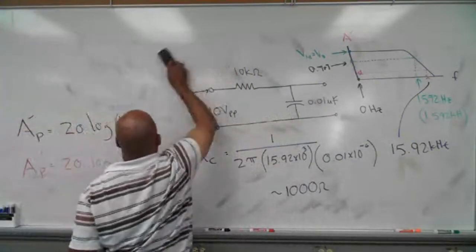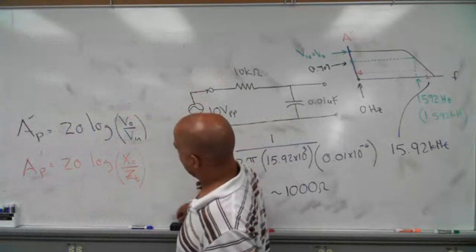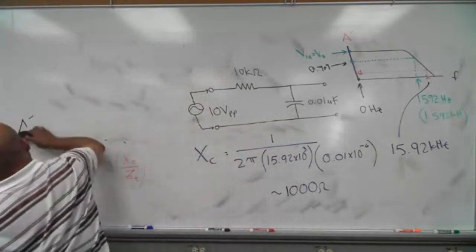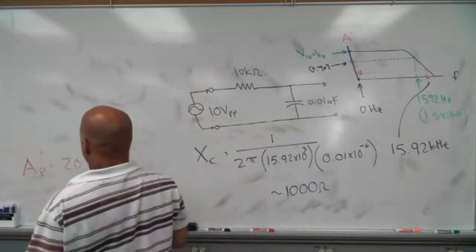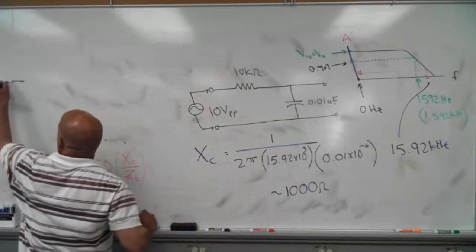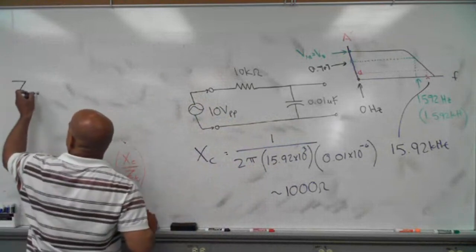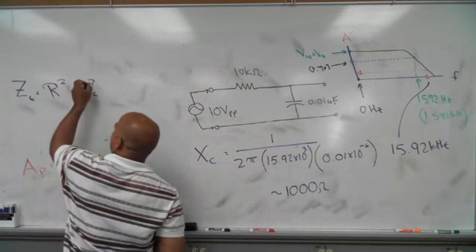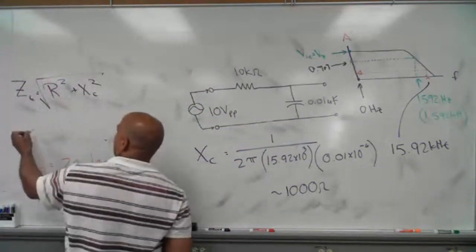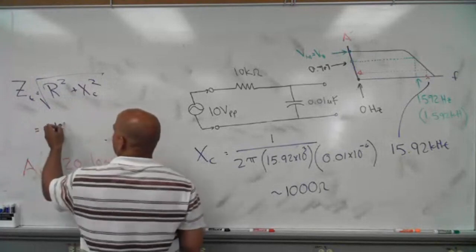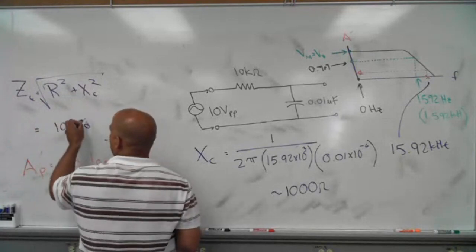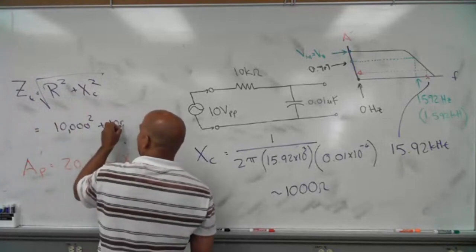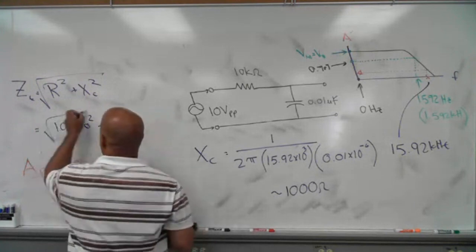Let's figure out that's this number. All we got to do is get the denominator, ZT, and we're good to go. And you know from other lectures that ZT is just going to equal the square root of R squared plus XC squared. So if I take my R, which is 10,000, and square it, plus the 1,000 squared, and take the square root of it.